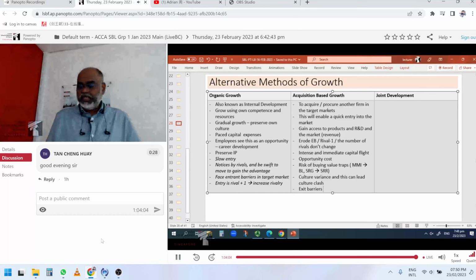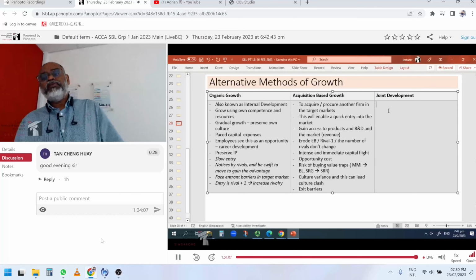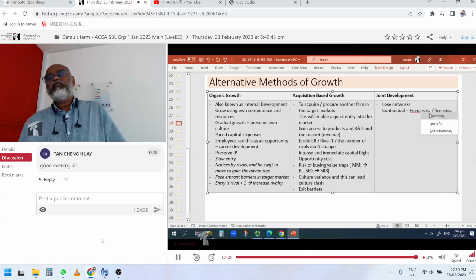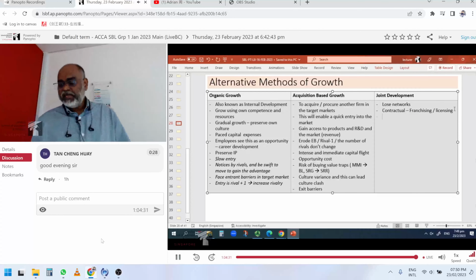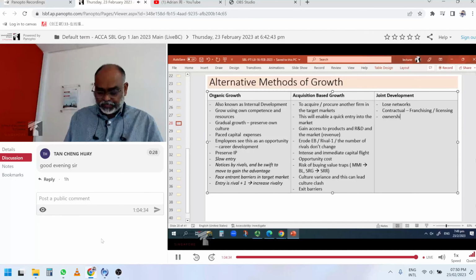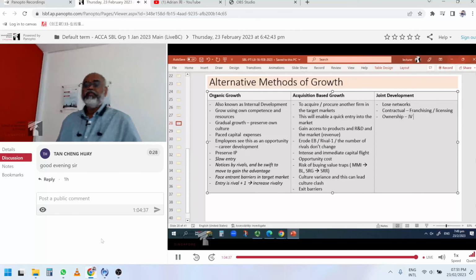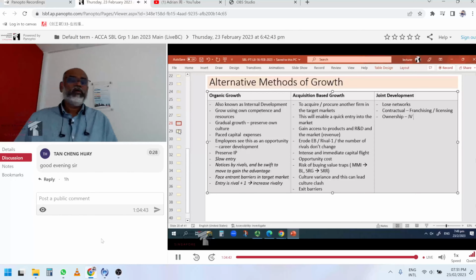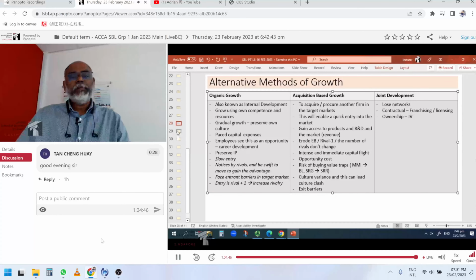Okay. Right. Next one is joint development. What do we have in joint development? As mentioned, joint development, first you have loose networks. Right, after loose networks, you have contractual. That means franchising, licensing. And the last one is ownership, JV, joint venture. So what we need to do is go and look at the loose network.